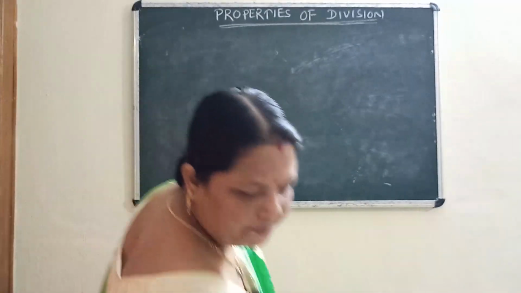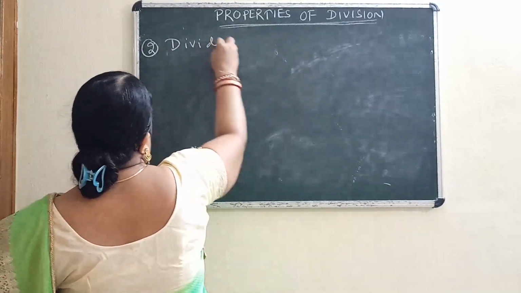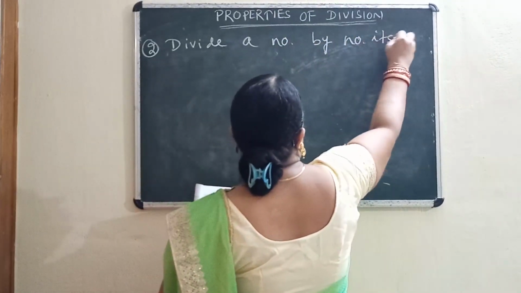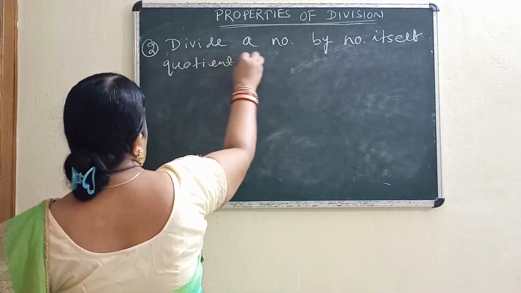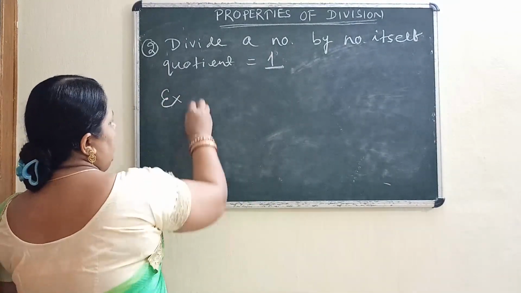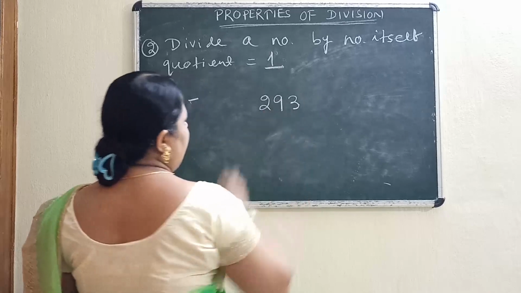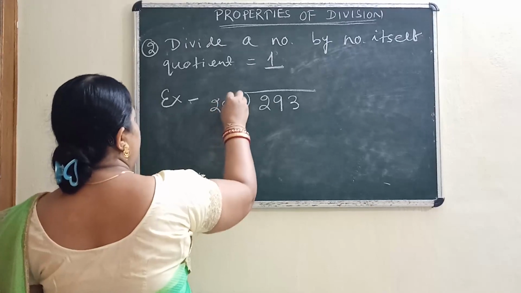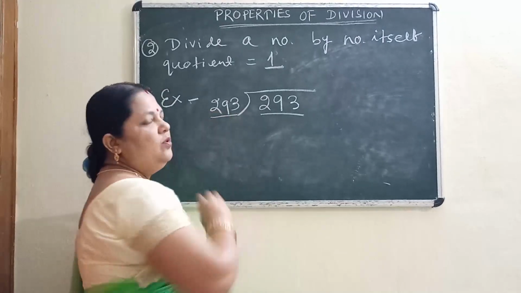Property number 2: if we divide a number by the number itself, then the quotient is equal to 1. How? Suppose we are taking 293 and we are dividing by the number itself, again by 293. That means your dividend is 293 and the divisor is also 293.